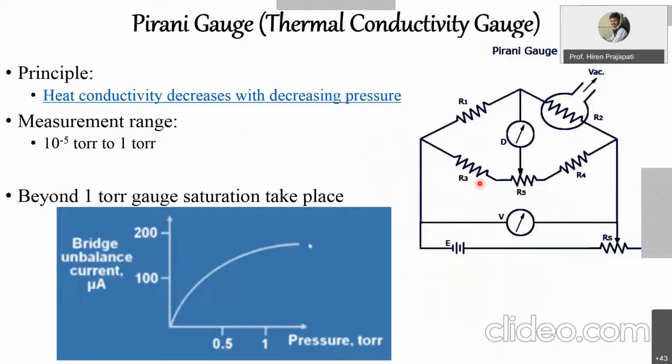Now suppose you want to measure resistance, then you can use a Wheatstone bridge circuit, because as you know, temperature will change the resistance of metal.